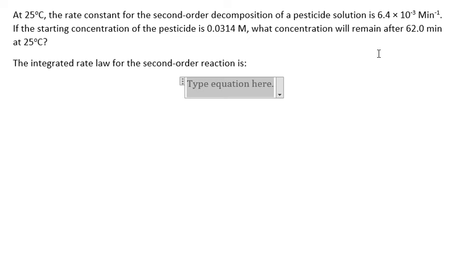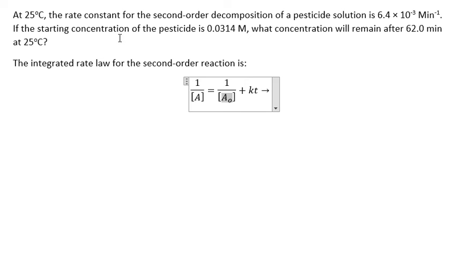So we have the formula in here. 1 over A equals 1 over A0 in here, plus kt. So we want to find capital A in here.